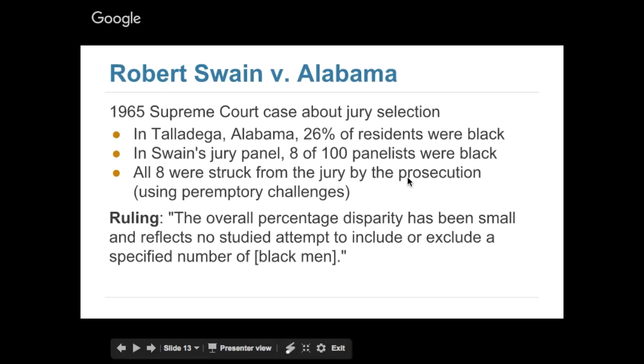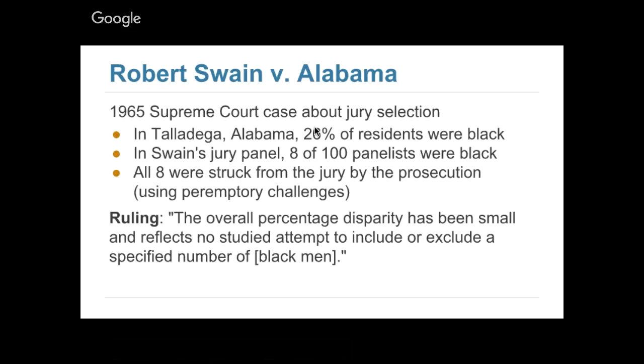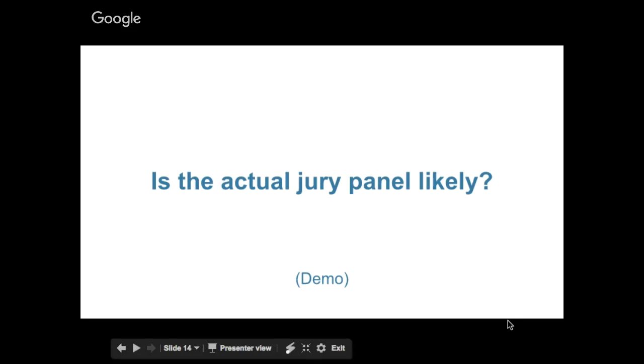So as statisticians, we really want to know, what is actually fair? This part right here, going from 26% down to 8 out of 100, is where the random selection was supposed to happen. Was this part actually fair? Is it possible to actually get only 8 out of 100 panelists when the original population was 26%? If it is pretty easy to get that, then it's probably likely that it was selected at random. However, if this is really unlikely, like we would never get 8 out of 100 because that's way too small, then it seems like there's some problem in selecting the jury. It was unfair. So the question is, is our actual jury panel likely?